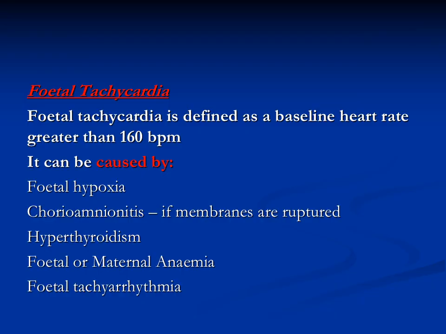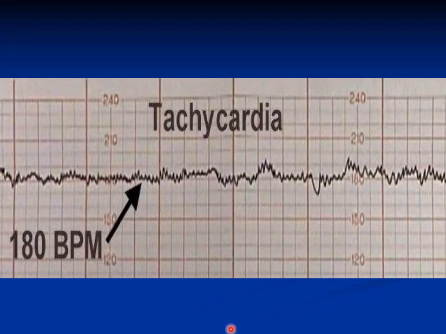Fetal tachycardia is defined as a baseline heart rate greater than 160 beats per minute. It can be caused by fetal hypoxia, chorioamnionitis if the membranes are ruptured, hyperthyroidism, fetal or maternal anemia, and fetal tachyarrhythmias. Here you see the baseline in 10 minutes is about 180 beats per minute, and you see that with tachycardia you may have a reduced variability.